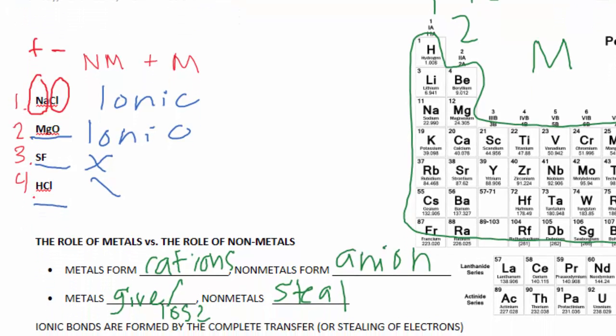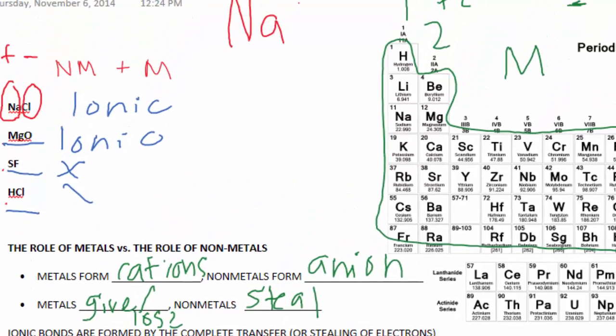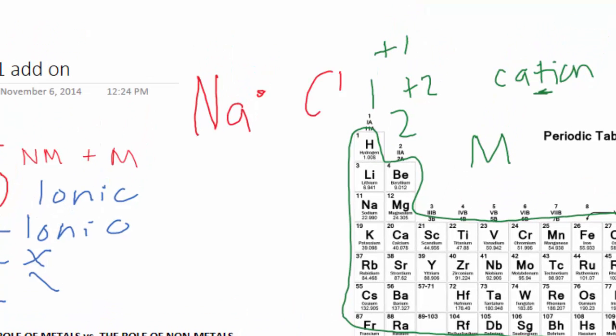In a bond, there's a complete transfer or stealing of the electrons. Let's use sodium and chlorine as an example. Sodium has 1 valence electron, right? Chlorine, on the other hand, has 7. It only needs 1 more, so it completely steals sodium's electron. Sodium no longer has it at all.